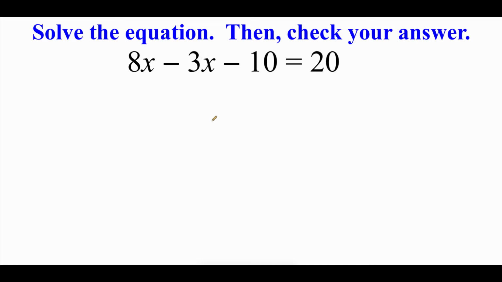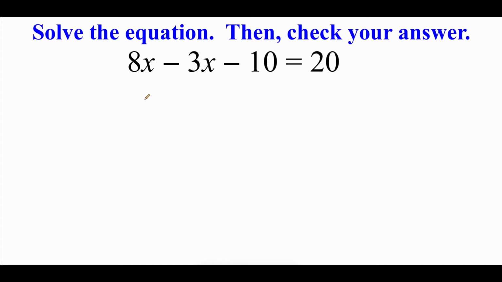In this equation, we've got 8x minus 3x minus 10 is equal to 20. So we're going to solve to figure out what this x value is, and then we're going to plug that x value back into our original equation to check our answer to make sure that we got it right.